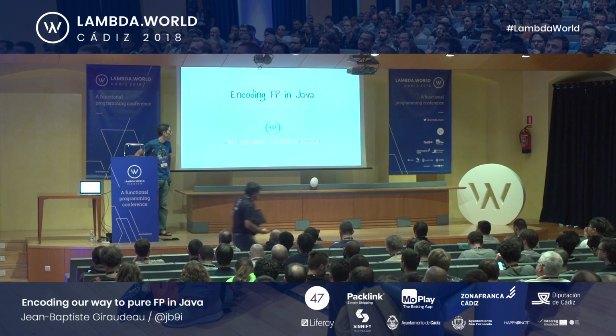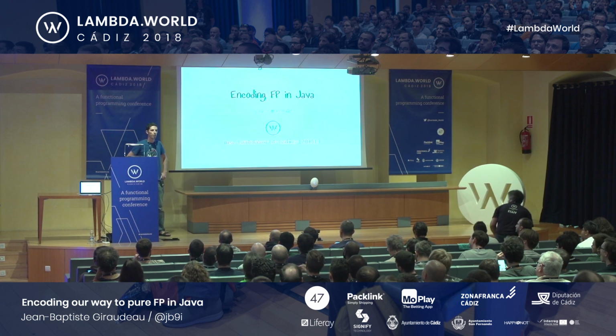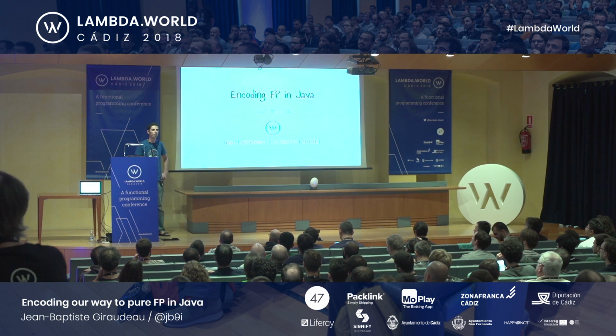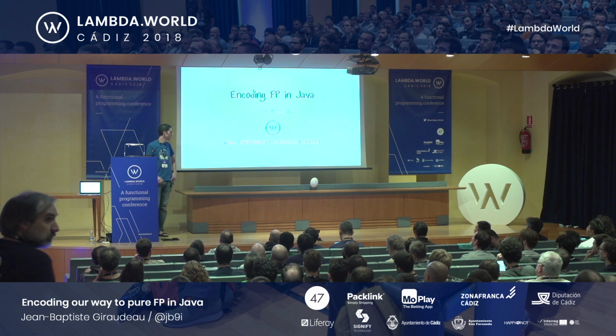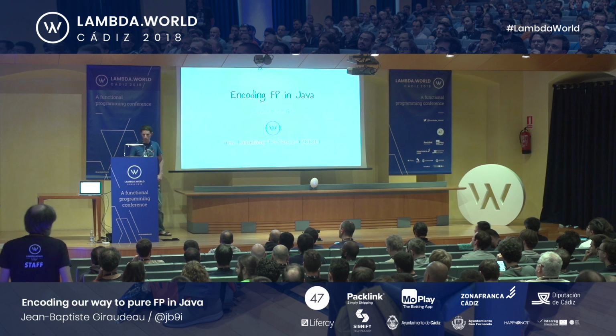Thank you. So encoding FP in Java is easier than in Go. Any idea why? Because Go does not have parametric polymorphism, and it's really the bare minimum. We shall see why.